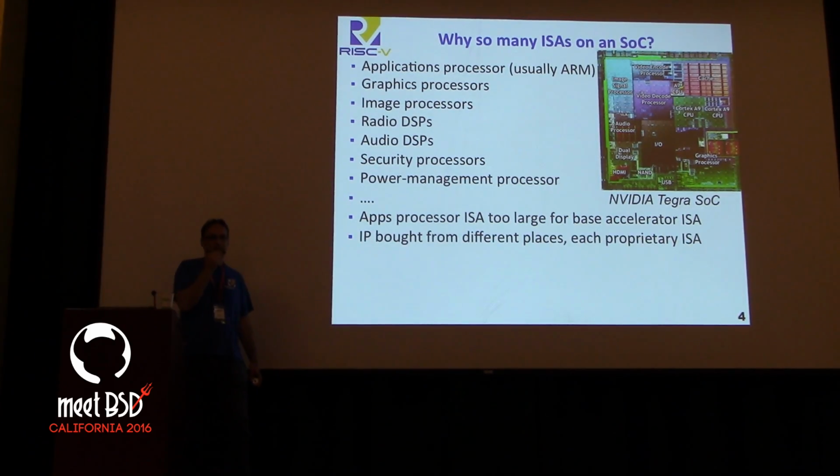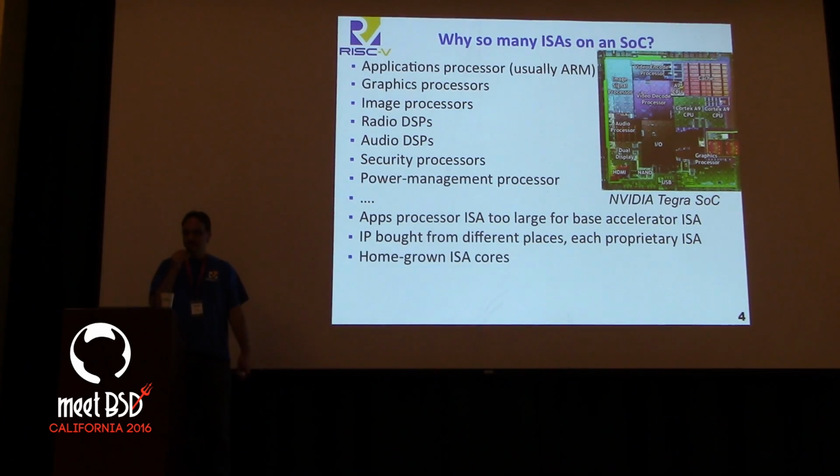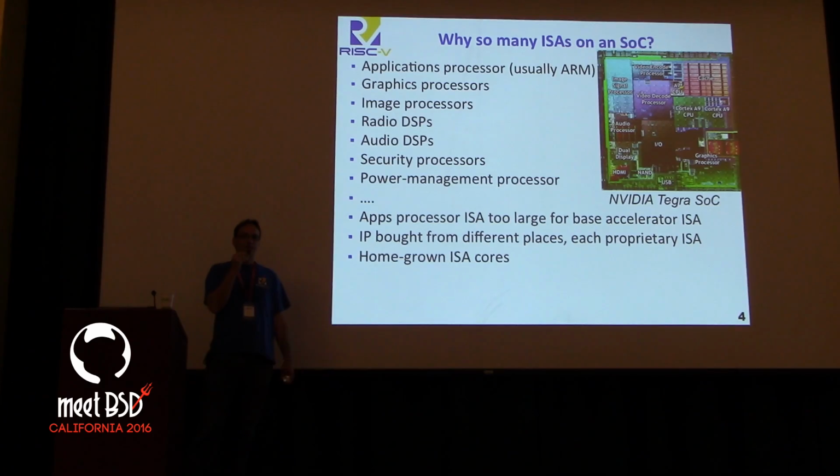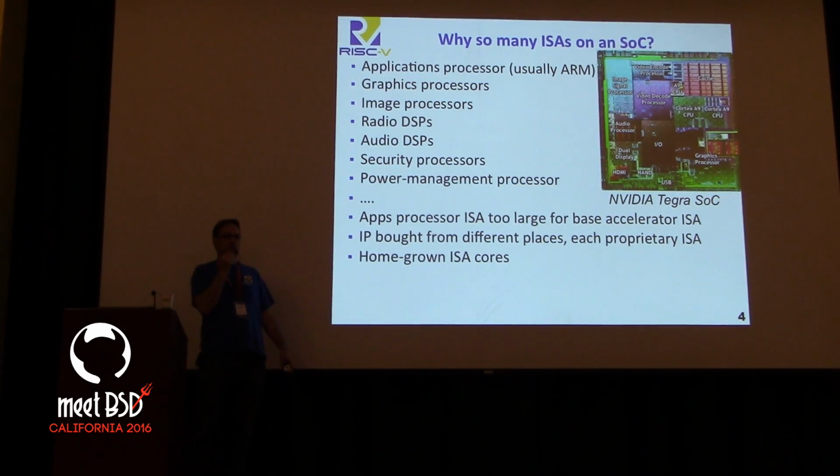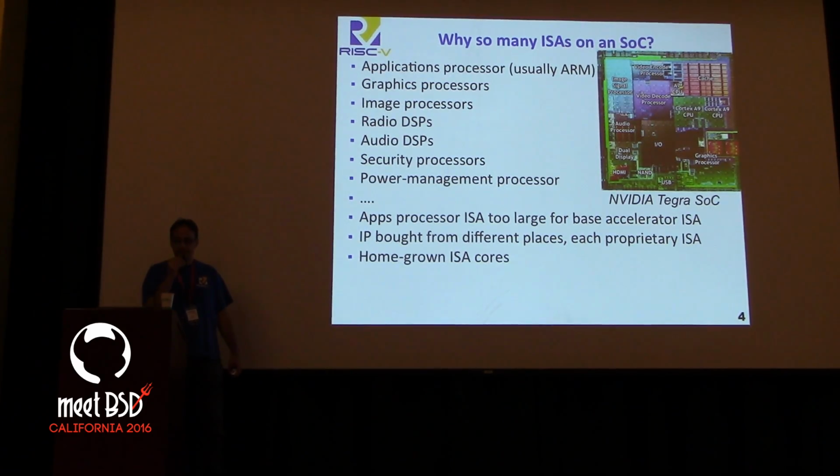Another reason is that these pieces are bought from different companies, each of which has their own proprietary ISA that they're supporting, right? And in a lot of cases, the companies developing these chips, their engineers will decide, we can just build a simple RISC core over in this corner to do this function. We'll just port GCC, that's all we need to do. They then regret that when the product's successful because they have to keep supporting it. And they really don't have the resources to do that, right?